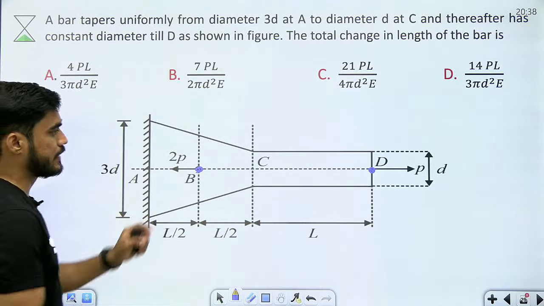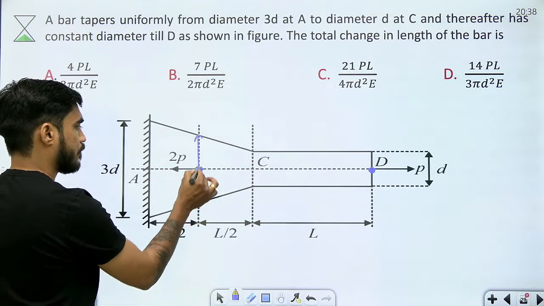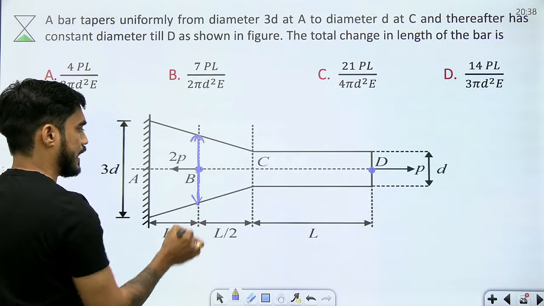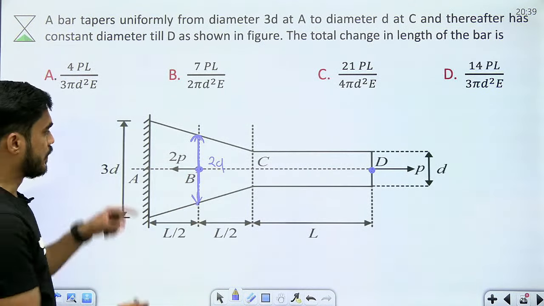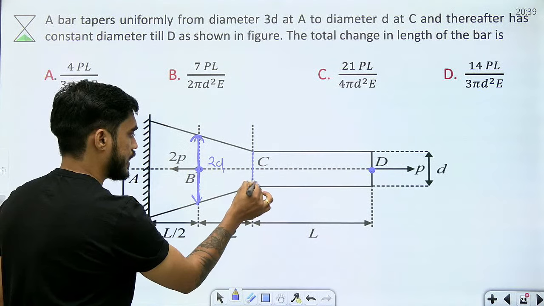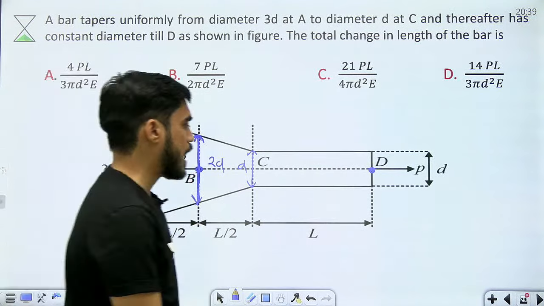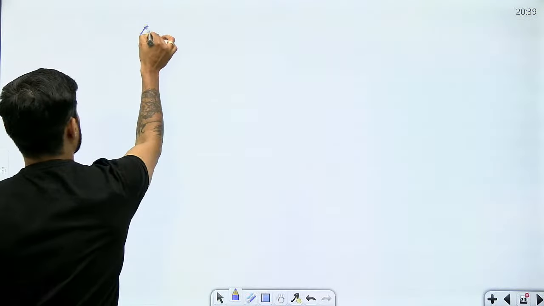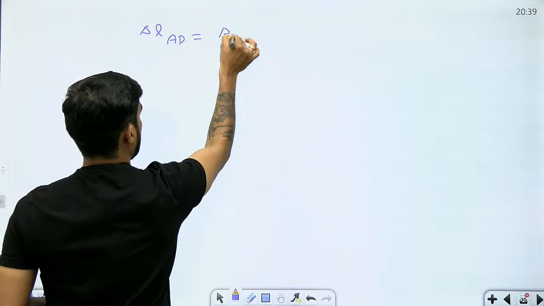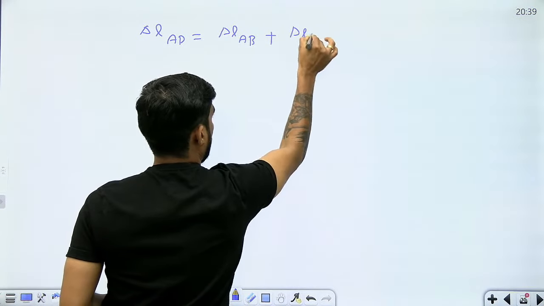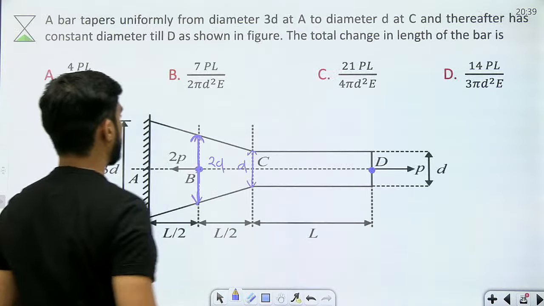Now beta, this diameter is 3D and this diameter is D. What will be this diameter? Apply similar triangles, beta, and this diameter will be 2D. This is 3D, this is 2D, and this is our D. Since this is at the center, it is 2D. Now delta L from A to D will be equal to delta L of AB plus delta L of BC plus delta L of CD, right?